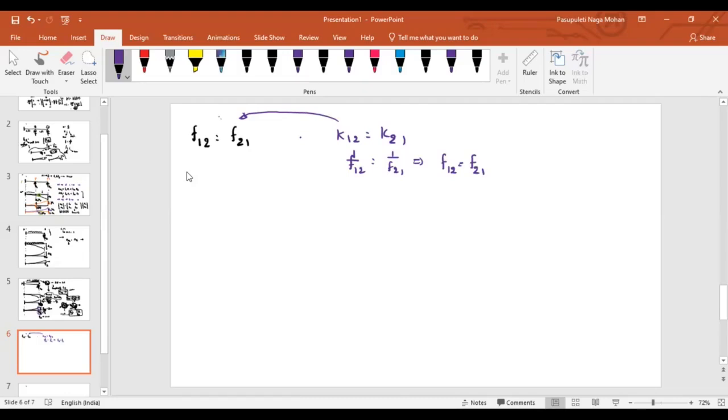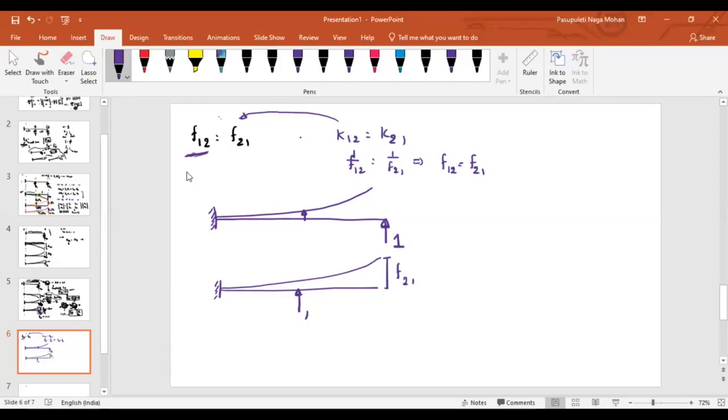Now, how should I represent F12? Where am I applying the force? I am applying the unit force here, and then I am measuring the deflection here. How about F21? I am applying the unit force here, and I have to find the deflection here. Can you tell me which one is easy, finding F12 or finding F21? What do you think? Which one is easy?